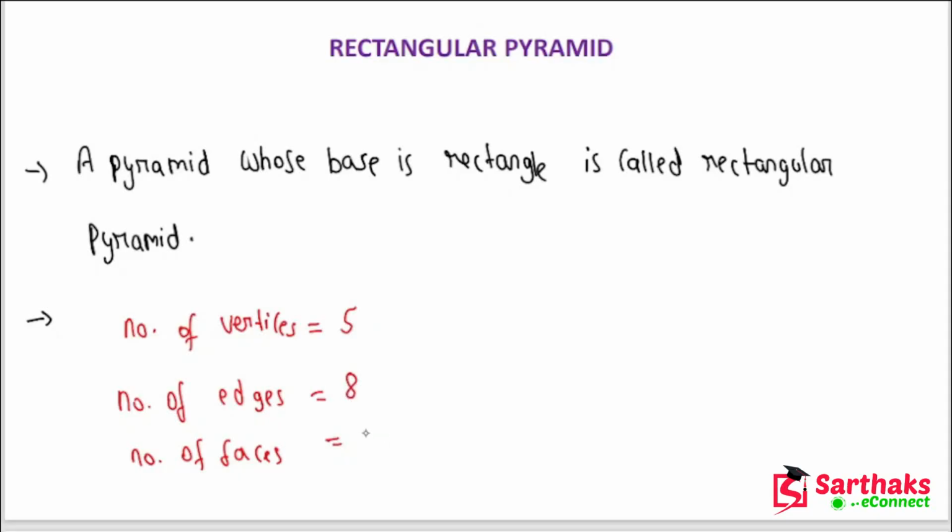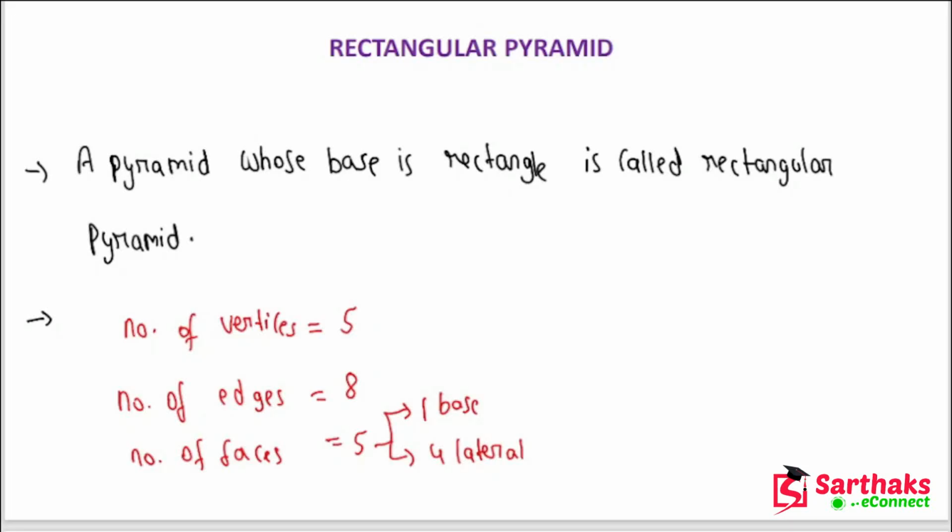Now if you talk about faces, the first one would be the rectangle, which is the base, and 4 will be triangles. So there will be a total of 5 faces, in which one is the base, which is a rectangle, and the 4 are lateral faces. Lateral faces here are triangles.